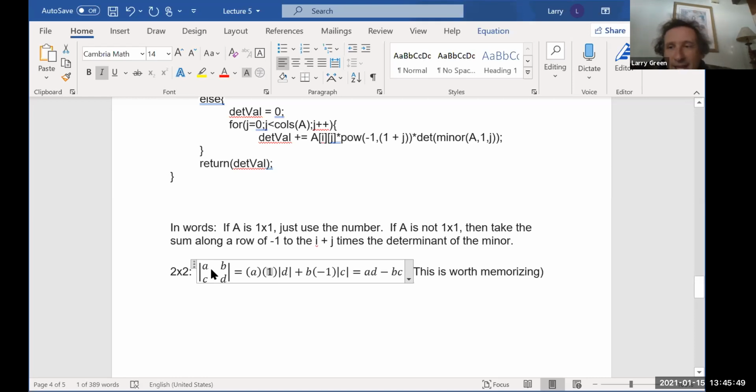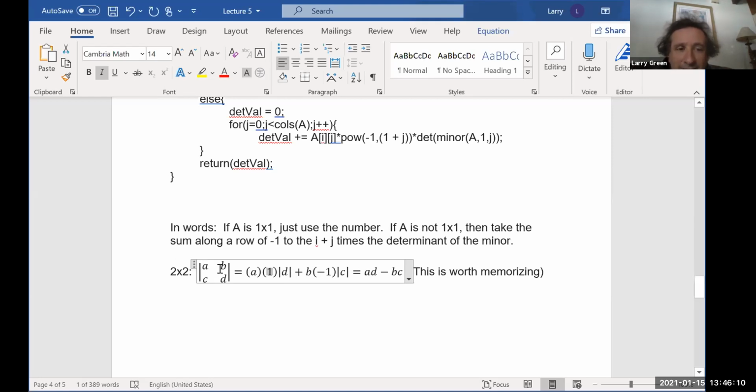Okay. Then we say, what is the minor? Well, if we get rid of the first row and the first column, all we're left with is D. Do y'all see that? So now I'm going to take the determinant. I'll take the determinant of D. And by the way, this is not the absolute value. This is determinant.